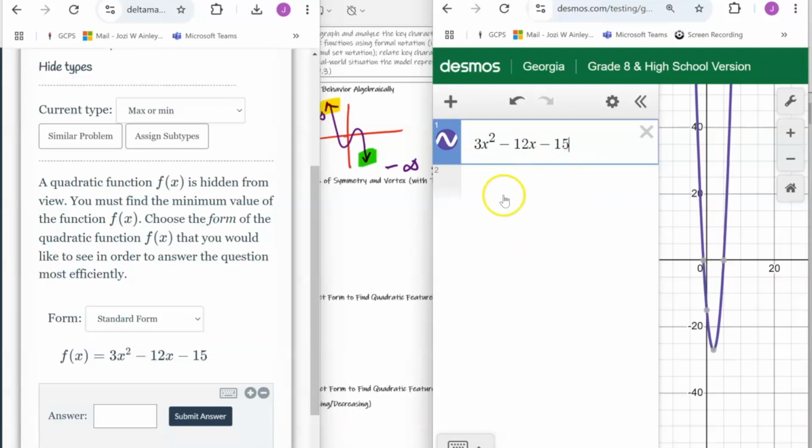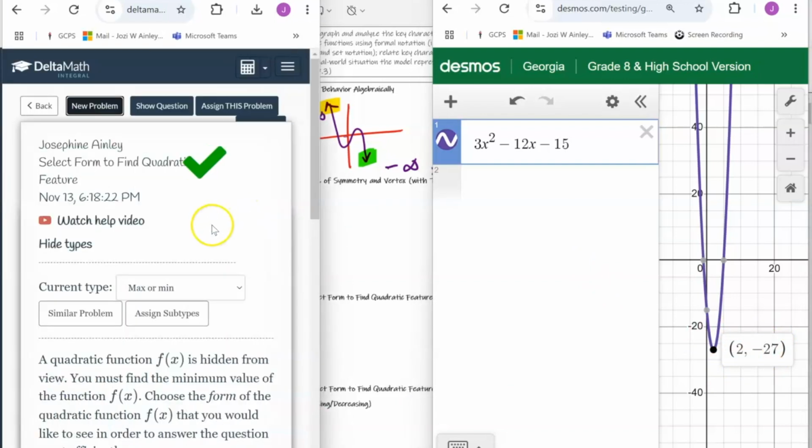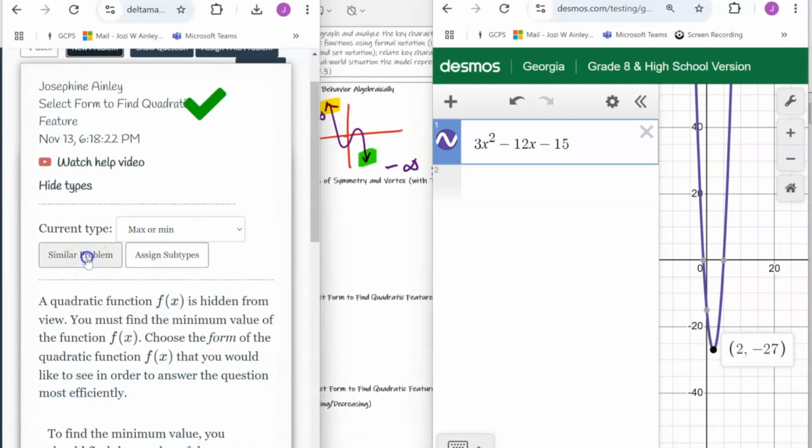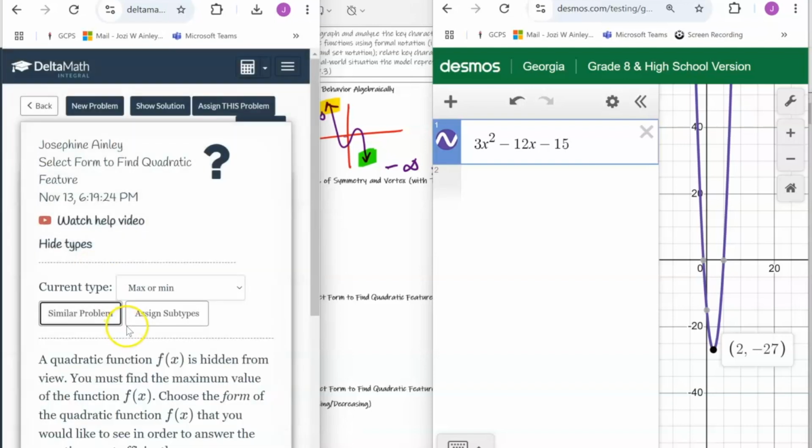So boom, I picked it up. Here is my form. All right, and again, I want to find my minimum. I already did my minimum, but it's okay. It's another minimum. It's right there. And again, it's negative 27. So I do want to do a maximum and show you that it's exactly the same thing. So let me find one of those. Similar problem. Minimum, maximum. All right, boom.